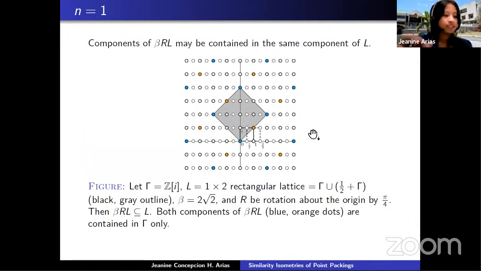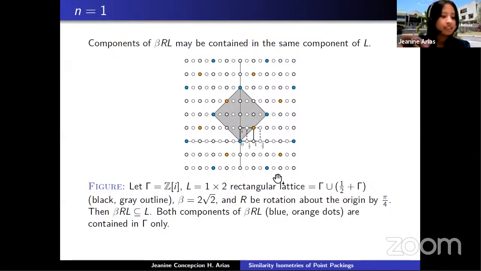Here, notice that the colored dots intersect only the black outlined dots, meaning all components of beta RL, the blue and orange dots, only intersect gamma, and not x plus gamma, the gray outline dots.